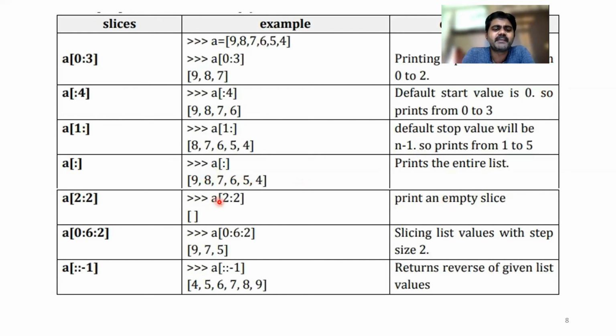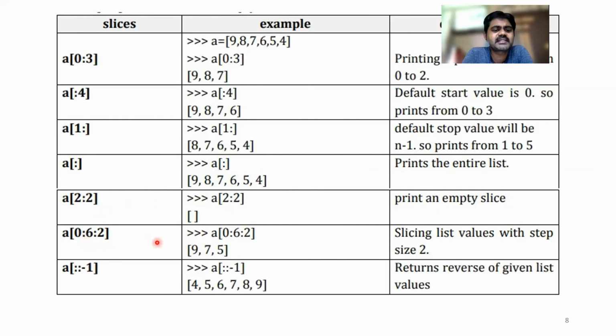a[2:2]. My start is 2, my stop is 2. So it's highly impossible. Why? Because it yields an empty slice. Okay, so we'll get an empty list. Why? Because my start is 2 and my stop is 2. So it yields nothing. We'll get an empty list.